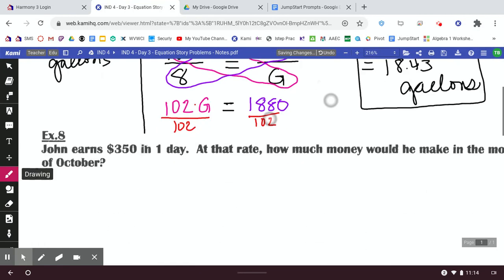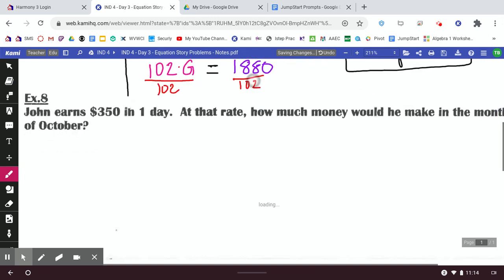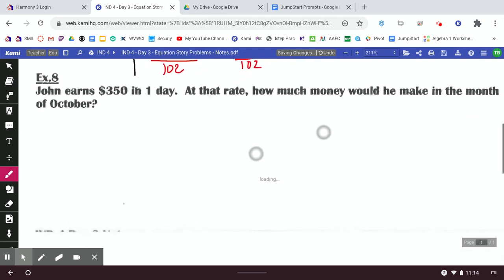All right, let's go to the second one. I'll give you another minute to write this one down. This is your example 2, and there's only 2 today.